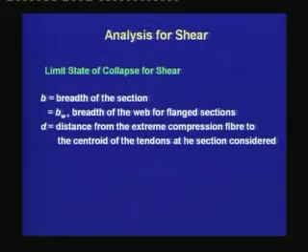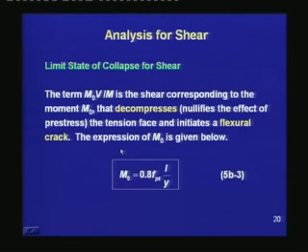In the expression, b is the breadth of the section, which is equal to bw for a flange section, which is the breadth of the web, and d is the distance from the extreme compression fiber to the centroid of the tendons at the section considered. The second term, M0 V by M, is the shear corresponding to the moment M0 that decompresses or nullifies the effect of pre-stress at the tension face and initiates a flexural crack.